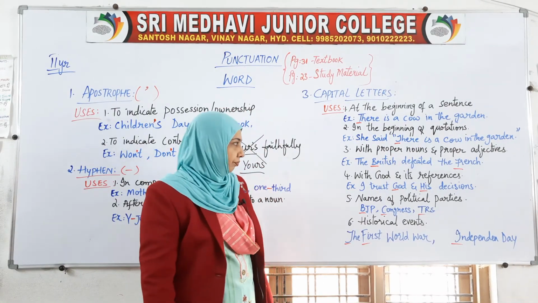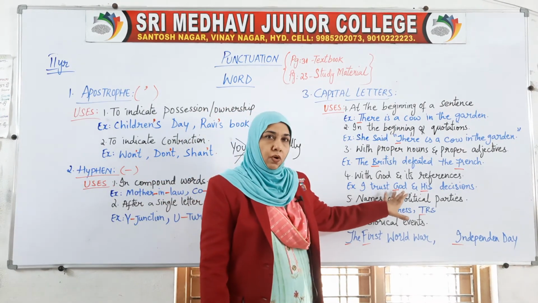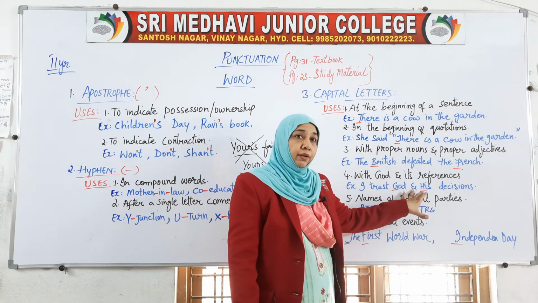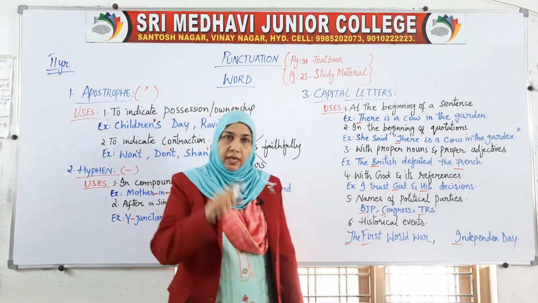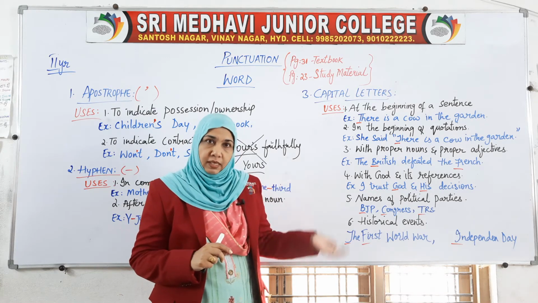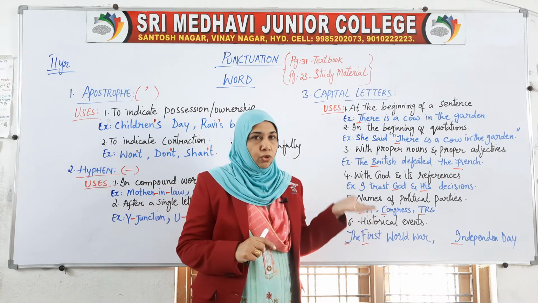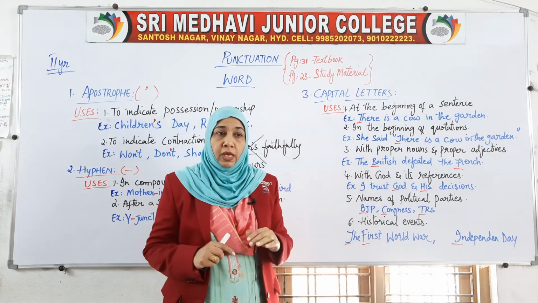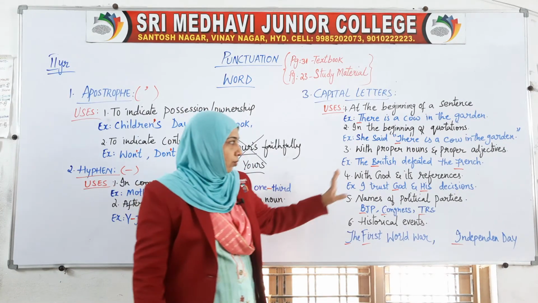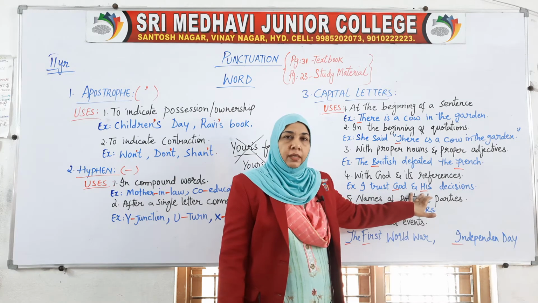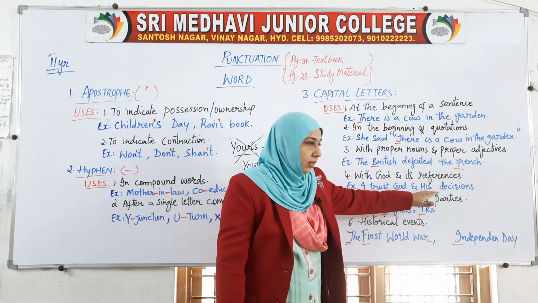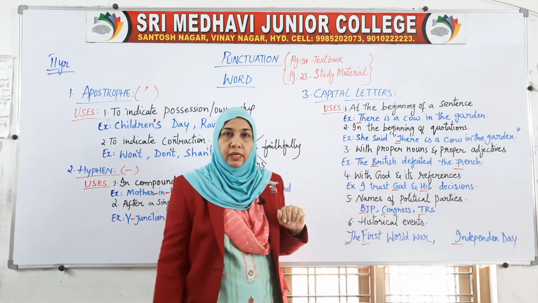Okay. Next, with God and its references. Like: I trust God. The G of God should be capital, and with the reference, his decisions, the H should be capital wherever it comes in the sentence. If it is the starting letter of the sentence, obviously we use a capital. But if it comes in the middle or at the end, we still have to write the first letter as a capital. Like: I trust God and His decisions. Even though it is in the middle of the sentence, I have written H as a capital.